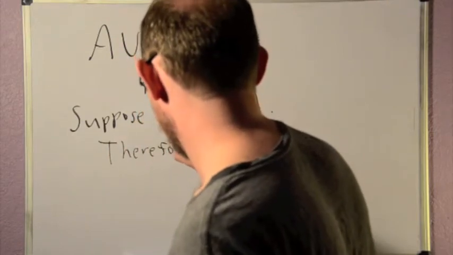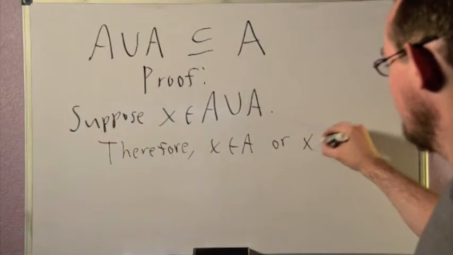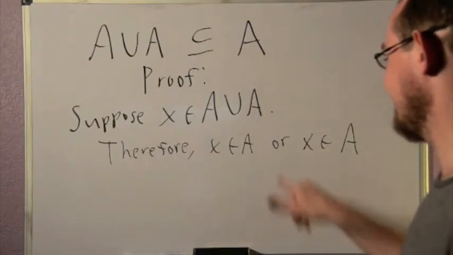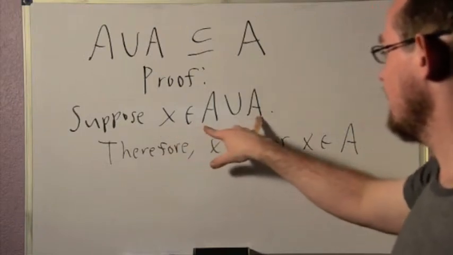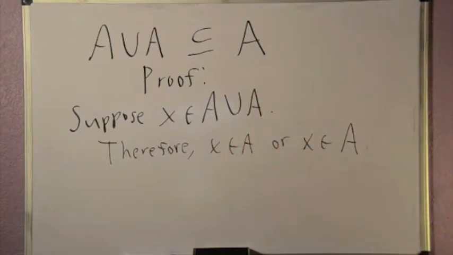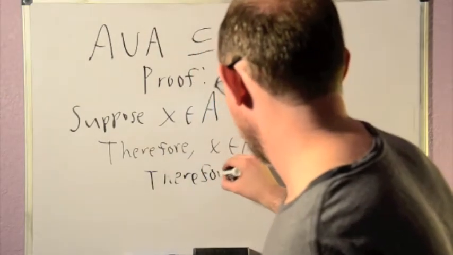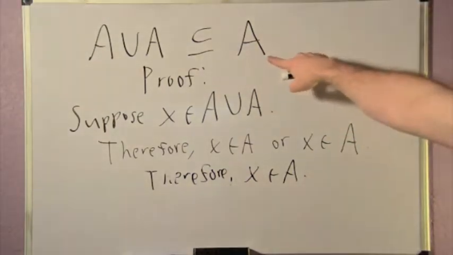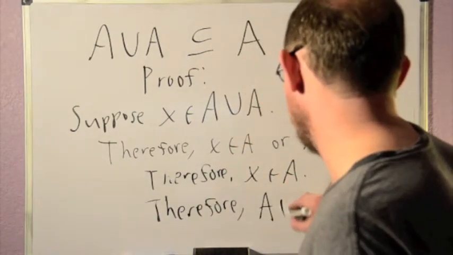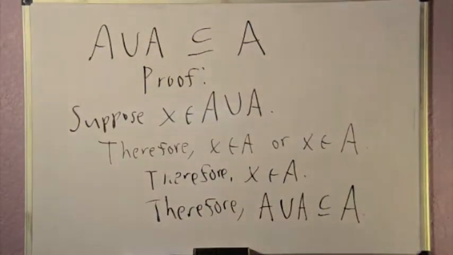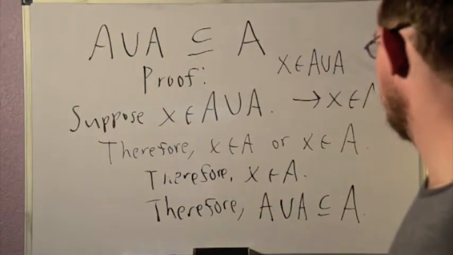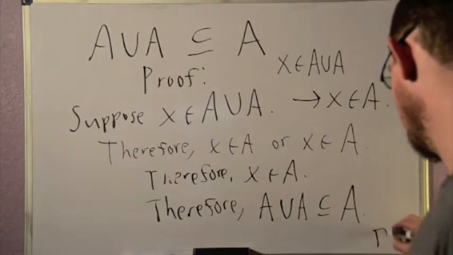So we say therefore X is an element of A, or X is an element of A, because the union corresponds exactly to the logical word or. X being an element of A union A is equivalent to saying X is an element of A or X is an element of A. It's in this or it's in this. And so then we have, therefore, X is an element of A, which is this set. So finally we have A union A is a subset of A. We've proven the logical implication X an element of A union A implies X an element of A, which is the same as proving this by definition.